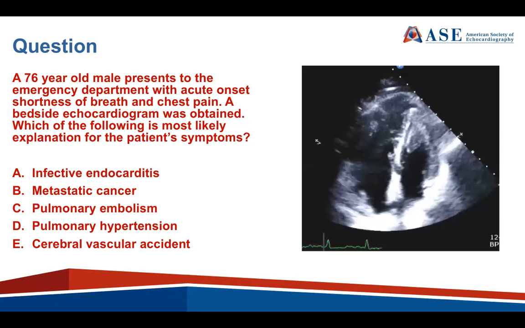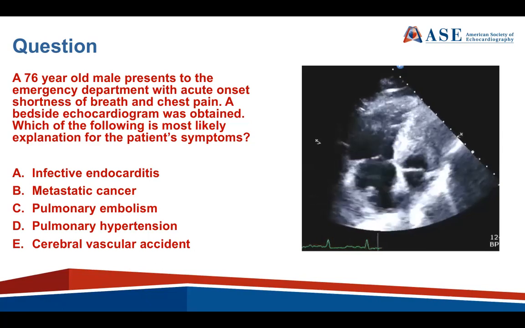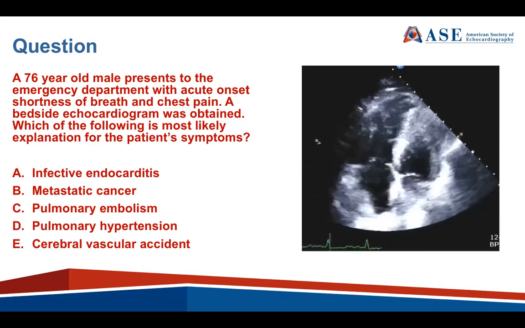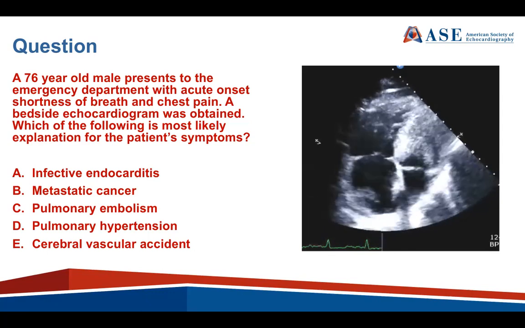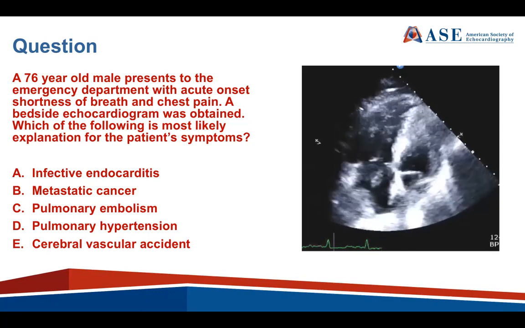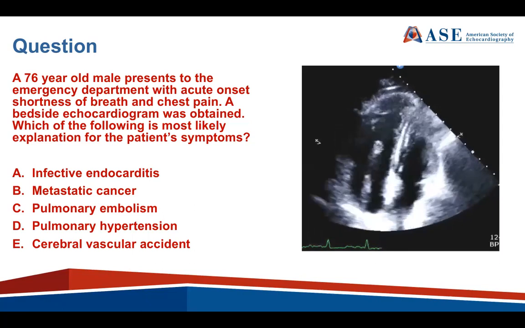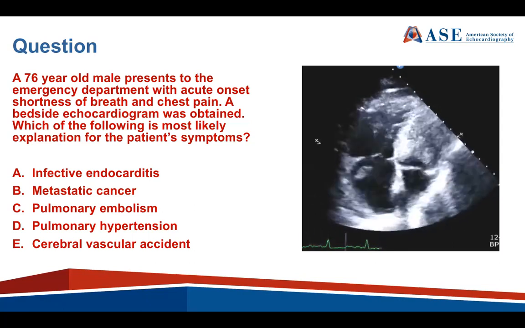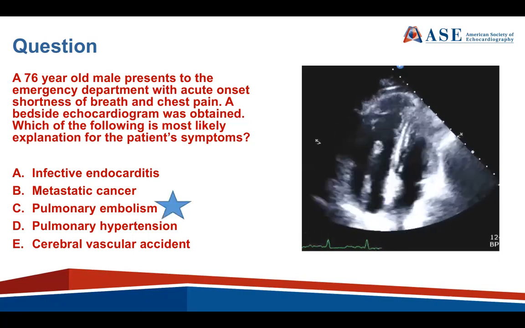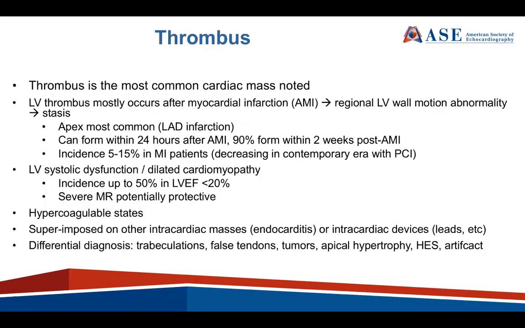So you see here a large right ventricle. The LV function looks fine. The LV comparatively looks much smaller. And you see an echodense structure that's traversing from the right atrium across the right ventricle. And of course, this is a pulmonary embolism with clot in transit. So thrombus is a large category of intracardiac masses that we will see. Thrombus, again, is actually the most common cardiac mass noted.